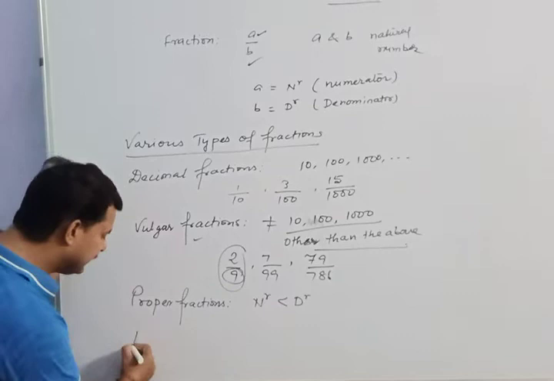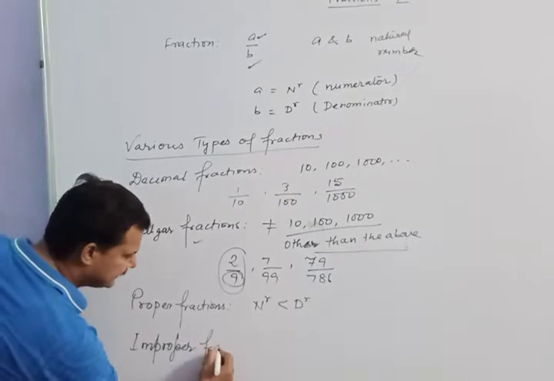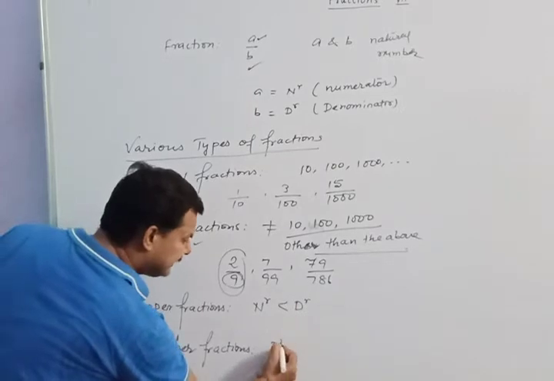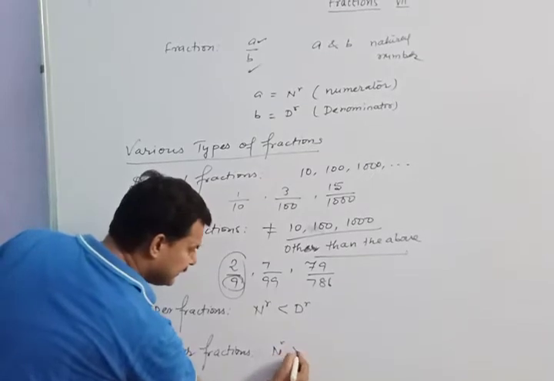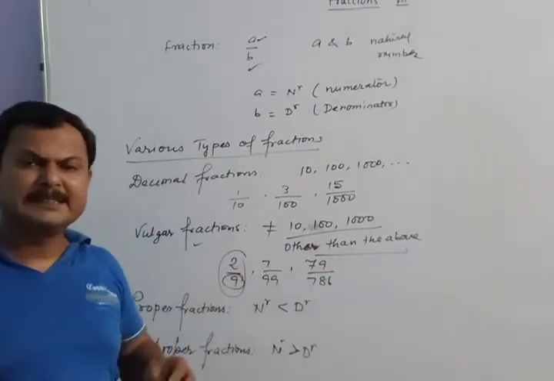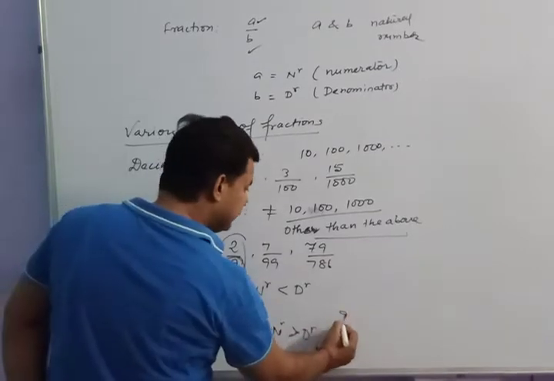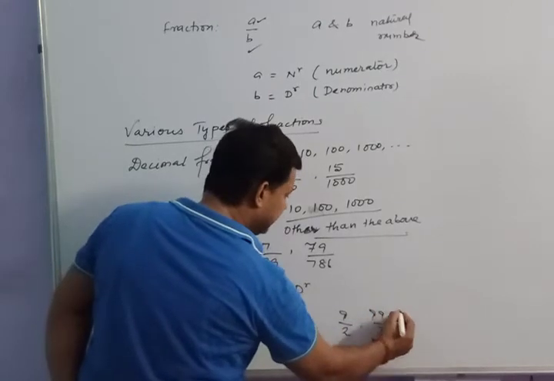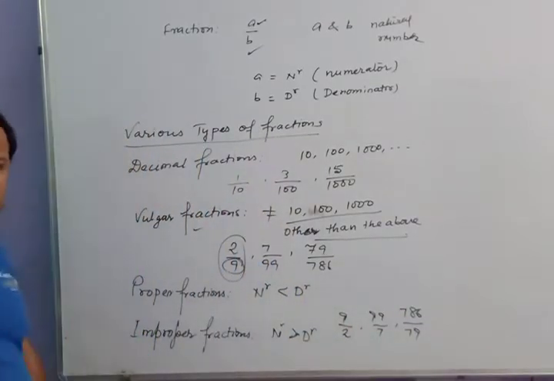Then come to another type, improper fraction. The fraction in which the numerator, the upper part, is greater than the denominator, the lower part. That time that fraction is said to be improper. For example, if you reverse it, it becomes 9 by 2. If you reverse it, 99 by 7. You reverse it, 786 upon 79. So these all are improper fractions.